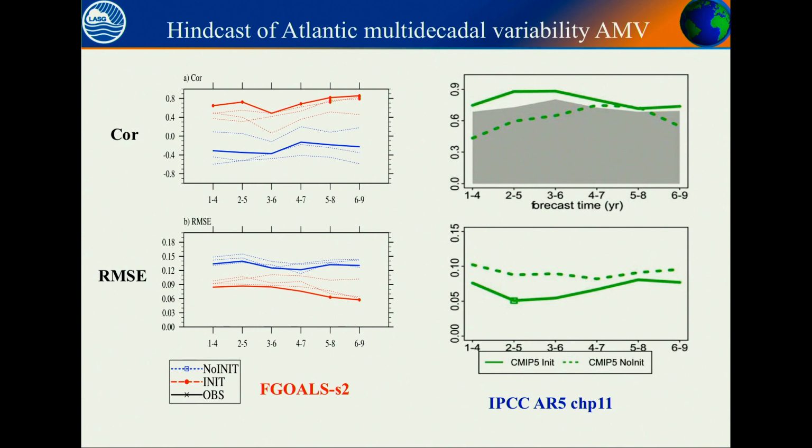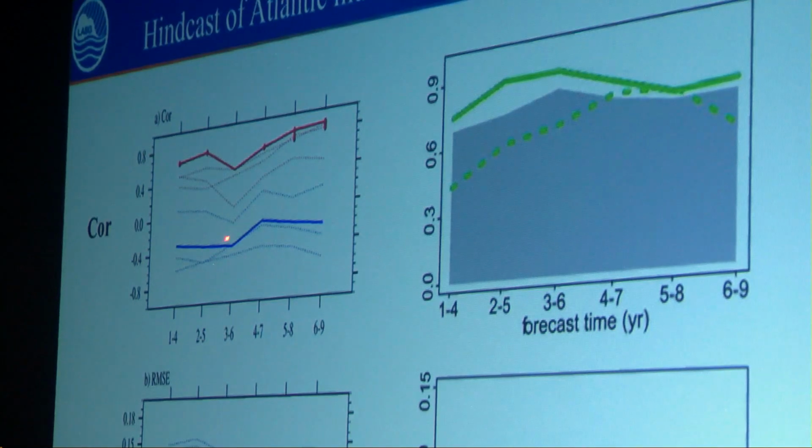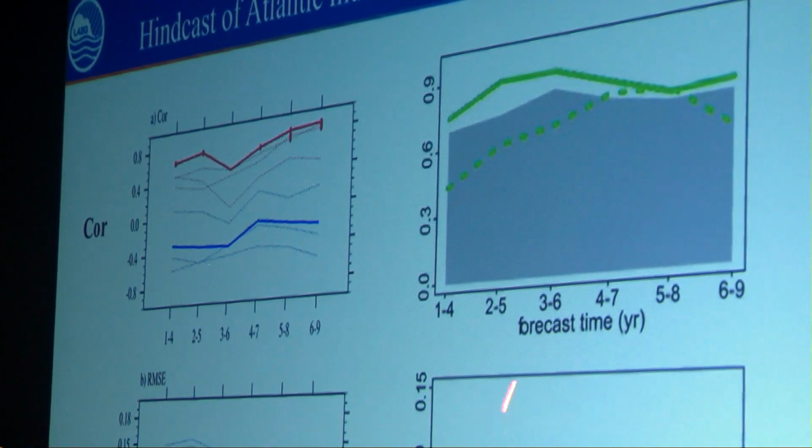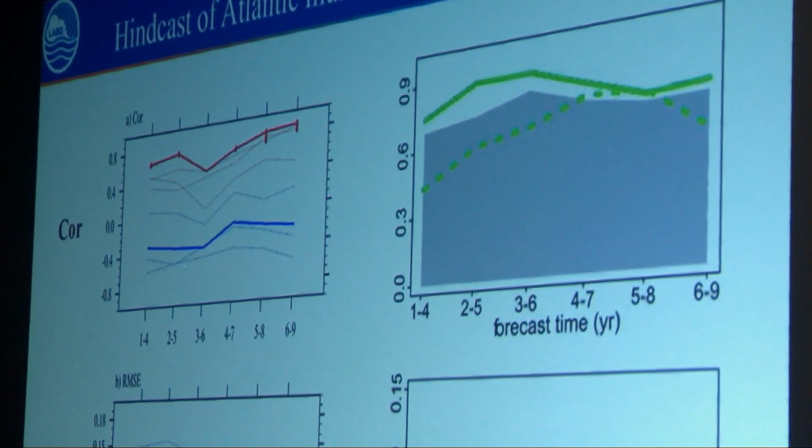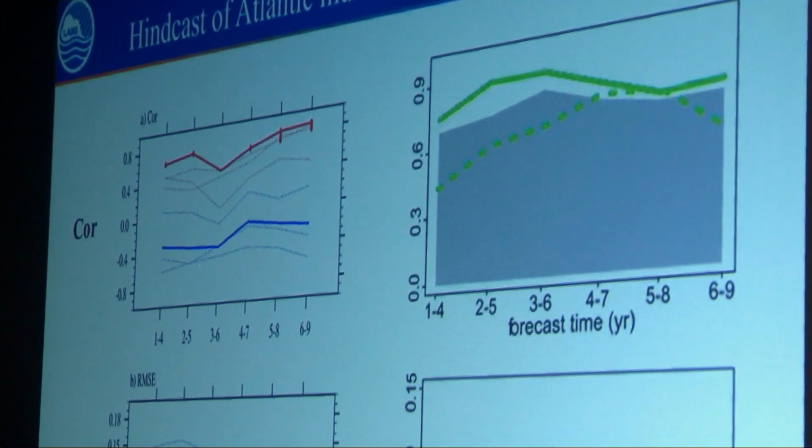How about the Atlantic multi-decadal variability, AMV? Here, again, I show the correlations at different forecast times. Please note, the red is for the initialized hindcast. We do find better results in comparison to the blue line. And again, here are the results of the multimodel ensemble of CMIP5. The story is nearly the same.